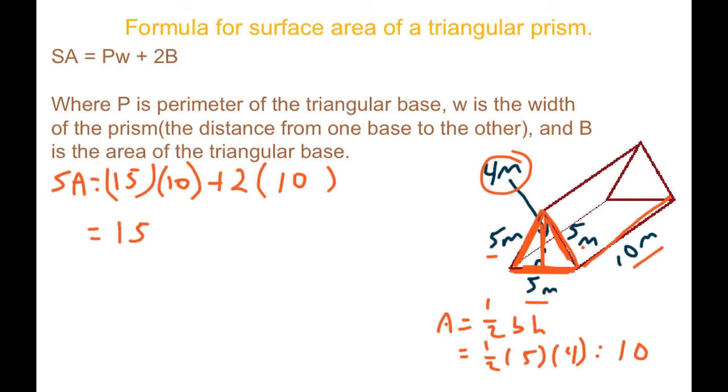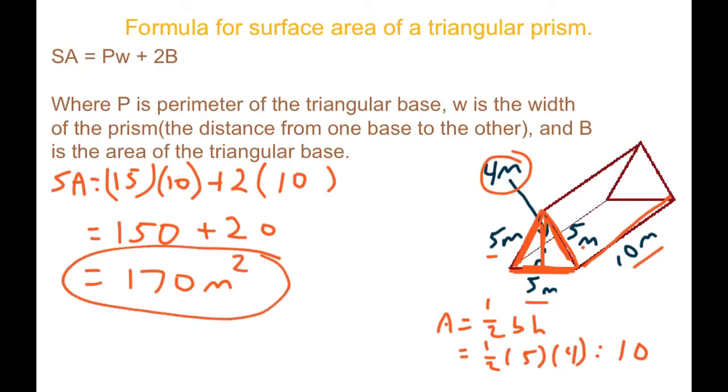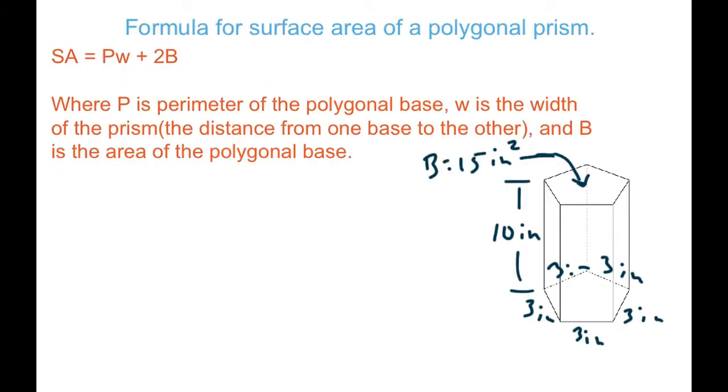15 times 10 is 150. 2 times 10, 20. 150 plus 20 is 170. This was meters, and units are always squared when we're dealing with area, surface area. 170 meters squared. So same idea, perimeter times the width of the prism plus 2 times the area of the base of the prism. All right, last one.